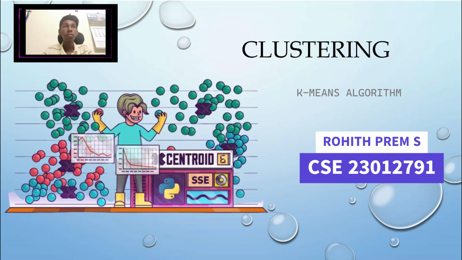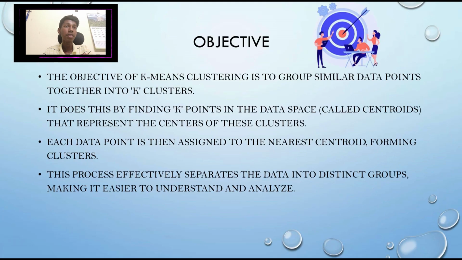Today I am going to explain about the k-means algorithm. Okay, what is the k-means algorithm? It is an unsupervised machine learning algorithm which is used to group similar data points together into k clusters. Then it finds k points in the data space, called centroids, that represent the centers of these clusters. Then each data point is assigned to the nearest centroid, forming those clusters. This process effectively separates the data into distinct groups, making it easier to understand and analyze.